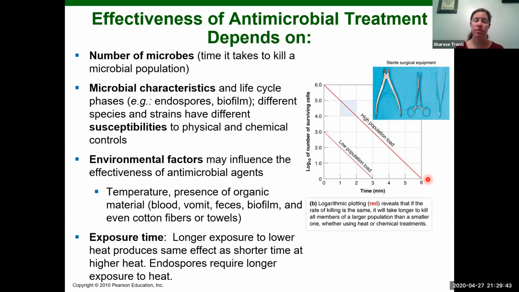Also, the environmental factors that the microbes are in are going to affect it. So temperature, the presence of organic material. If microbes are in, say, blood or feces, when you put your disinfectant on that, the presence of these organic materials will affect that.